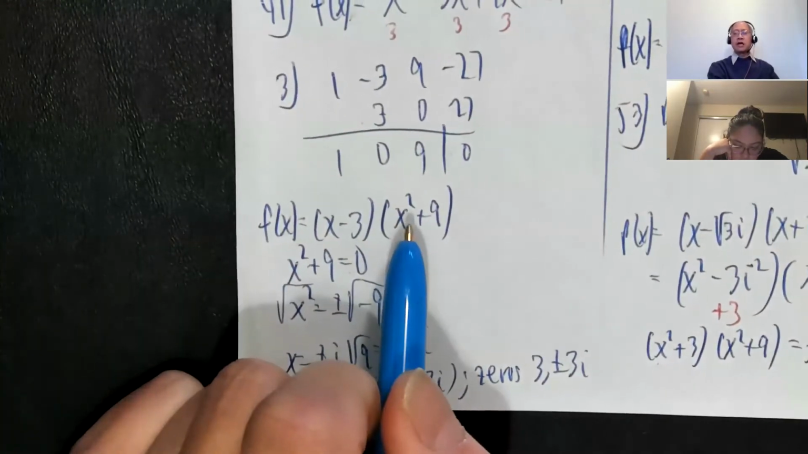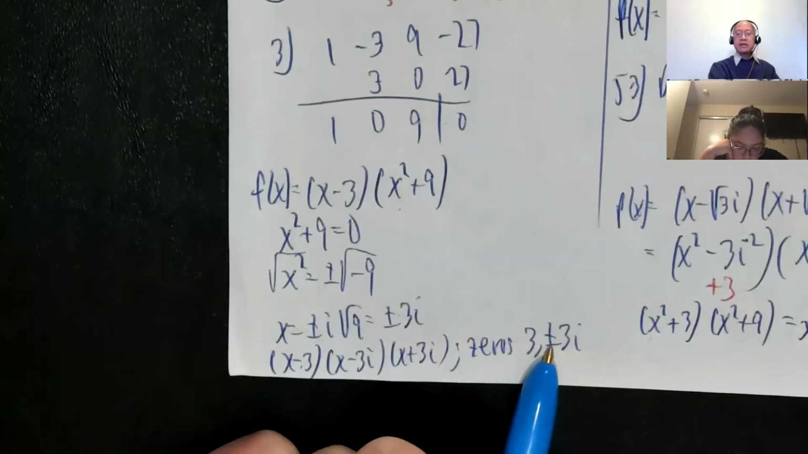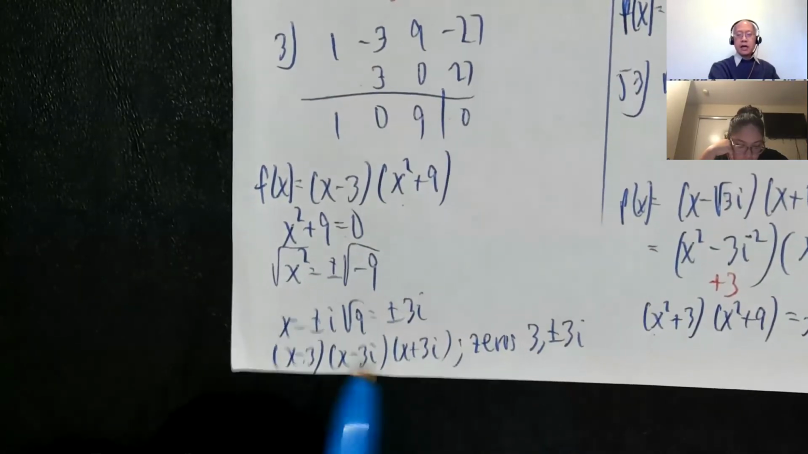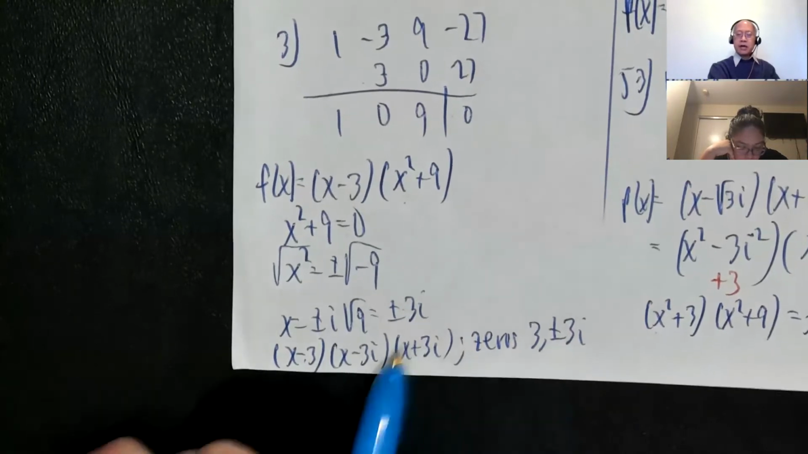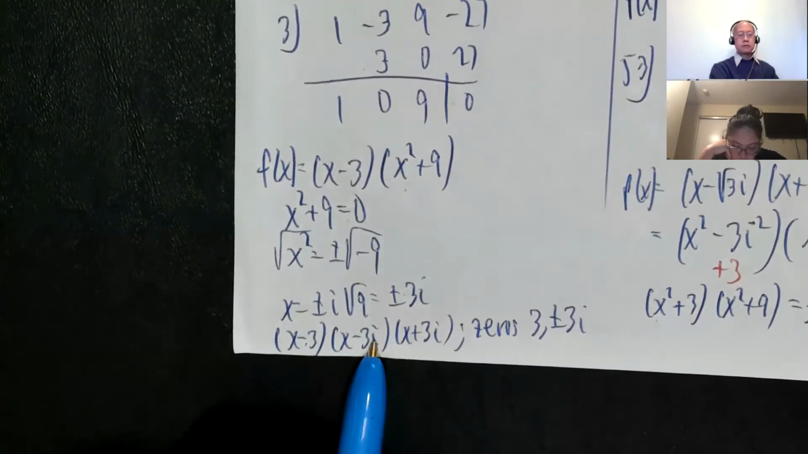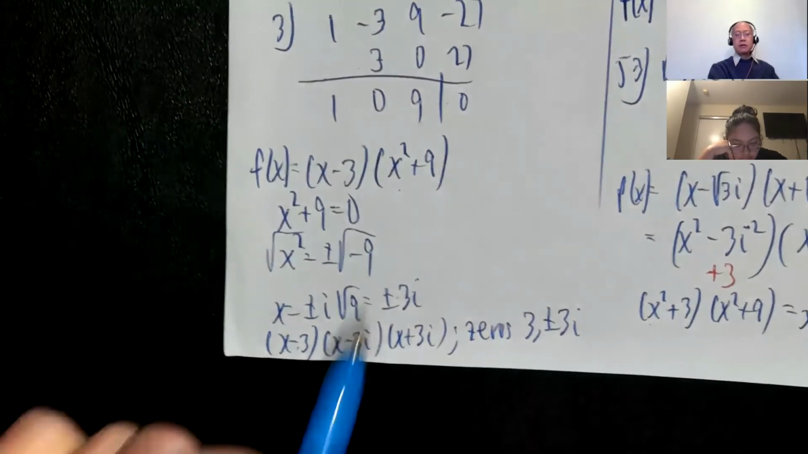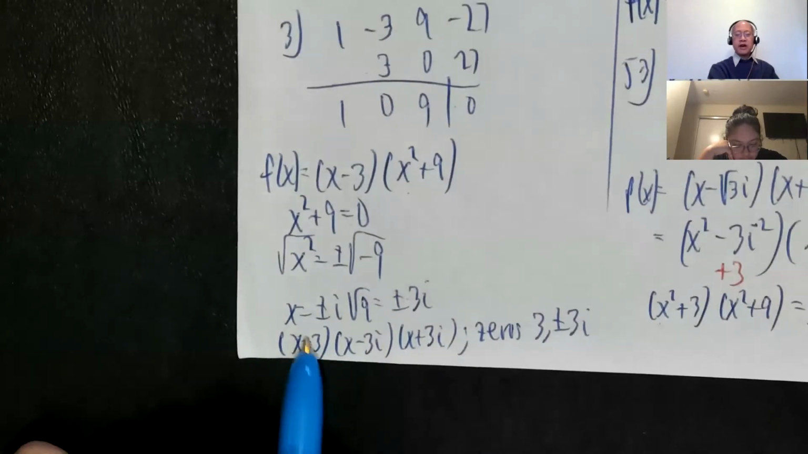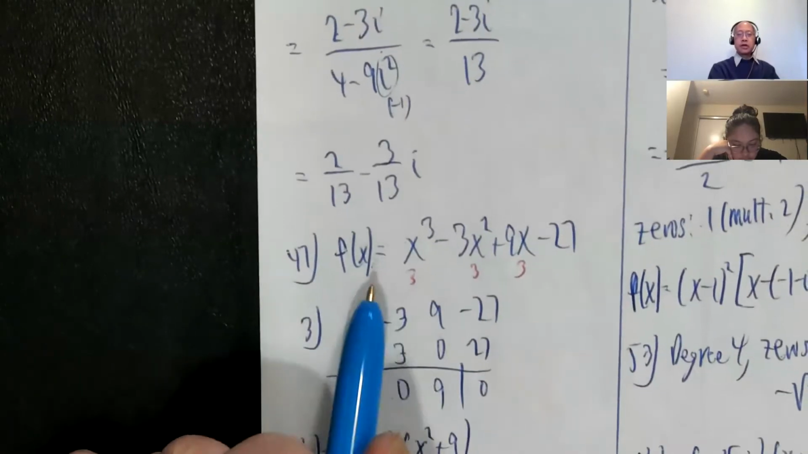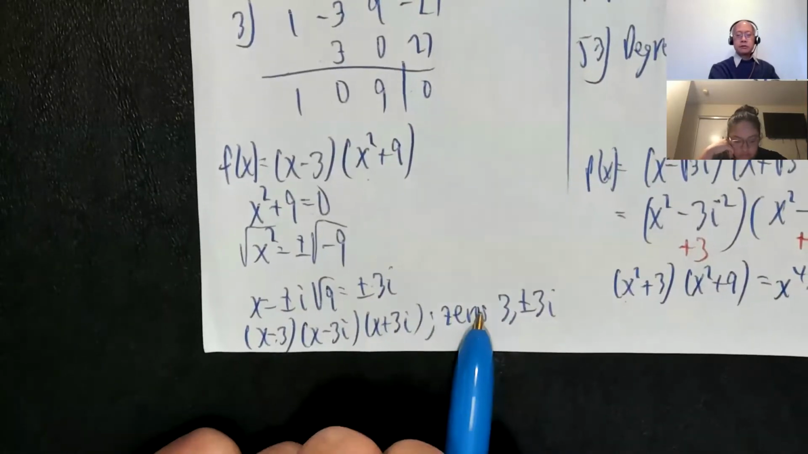3 and plus or minus 3i. And there are 3 factors. How do I write the 3 factors? You just go x minus each of these. x minus 3, x minus 3i, and x plus 3i. So here are the 3 factors. Okay, and if you feel like it, if you multiply all of this stuff out and be very careful about the i business, you should get back this. Third degree, so 3 zeros, 3 factors.